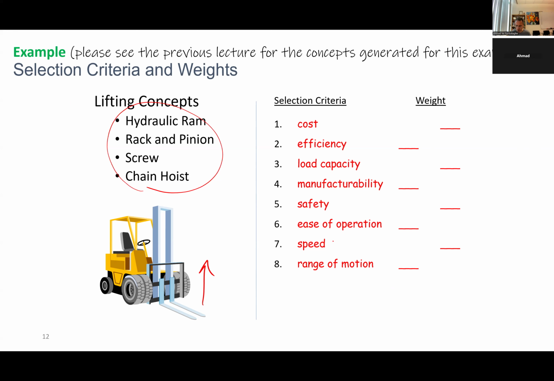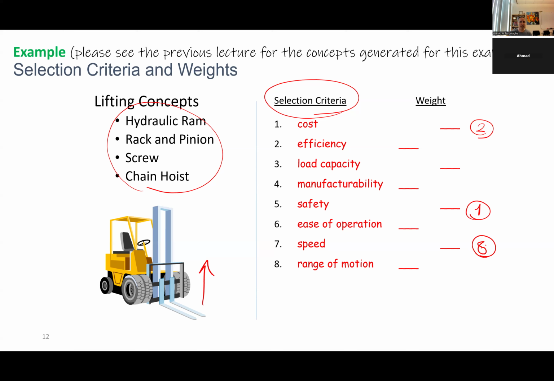Step number 1 was set of criteria. So our criteria, let's say here, is cost, efficiency, the load capacity, manufacturability of the concept, safety, how easy it is to operate it, speed and range of motion. Okay, we need to decide for some weight which of these items are more important. Is it the cost that is more important, or safety? Should I give it rank first and maybe cost 2, and maybe speed is not that important for me and I give it rank 8?